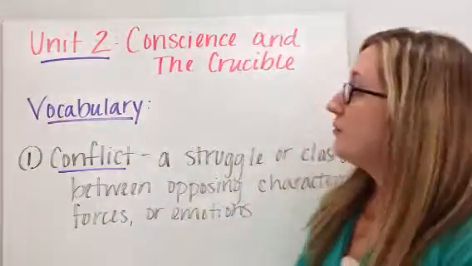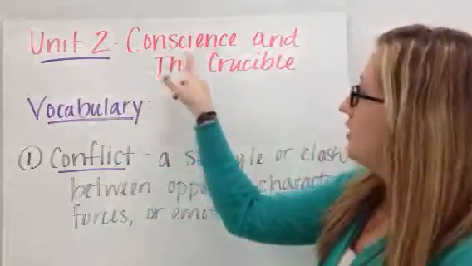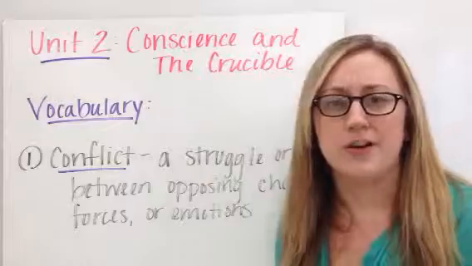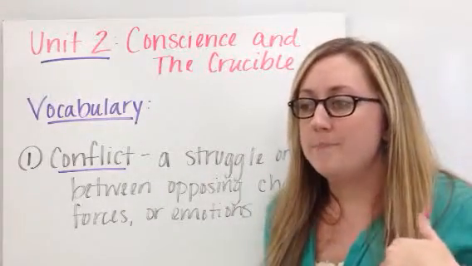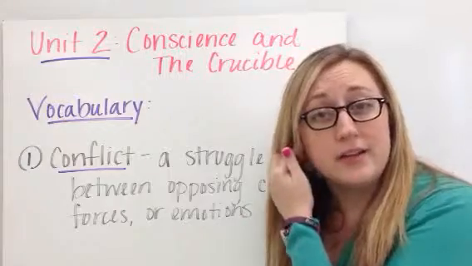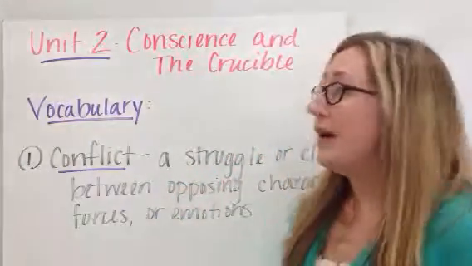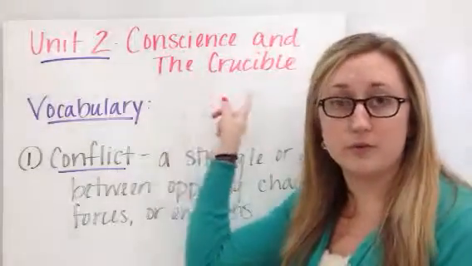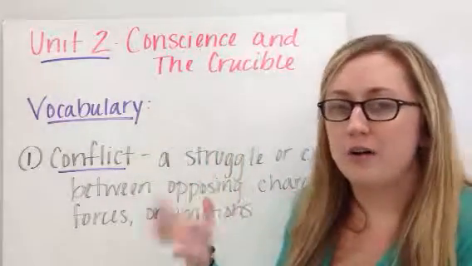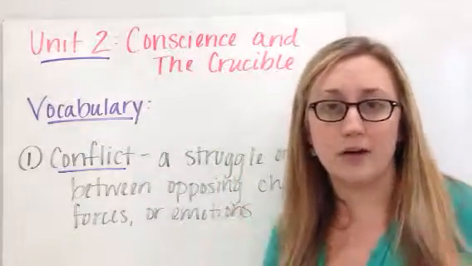Okay, so for Unit 2 in English 3, we are going to be studying a unit called Conscience and the Crucible. Conscience is something that is usually tied to a moral decision, something that guides us on a daily basis. Our conscience helps us decide right from wrong. As we are reading Arthur Miller's play, The Crucible, we will discuss our definitions of a conscience and how we're seeing it work out in this play.